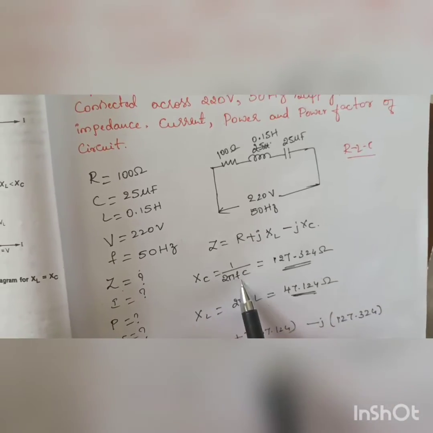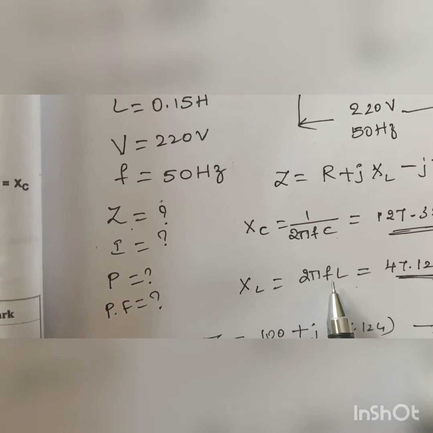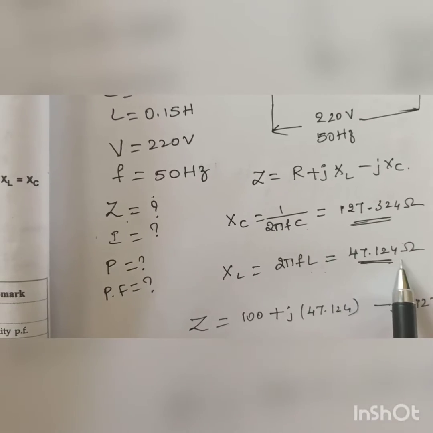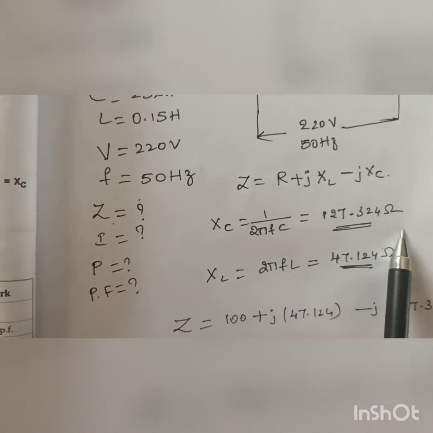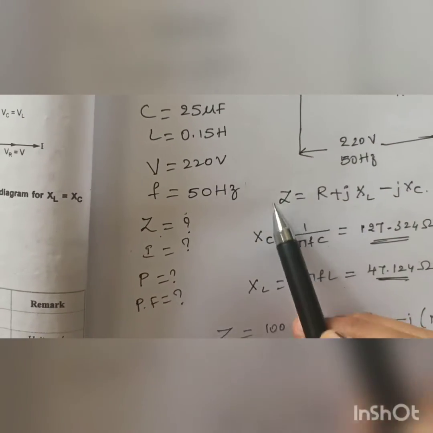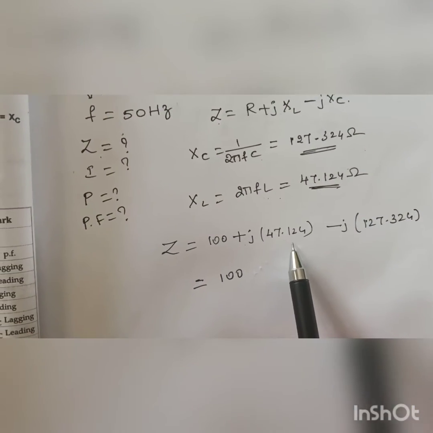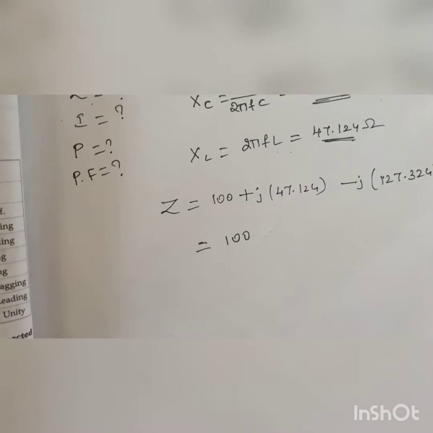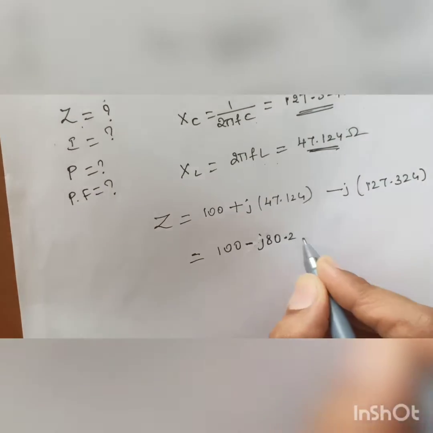Substitute the values of frequency and the capacitor to find XC, and for XL just substitute the frequency and the inductance. You'll get XL as 47.124 ohms, and XC is 127.324 ohms. Then we can easily find the impedance Z. So Z is equal to 100 plus j47.124 minus j127.324, substituting the value of XC. Calculating this, you'll get 100 minus j80.2 ohm.